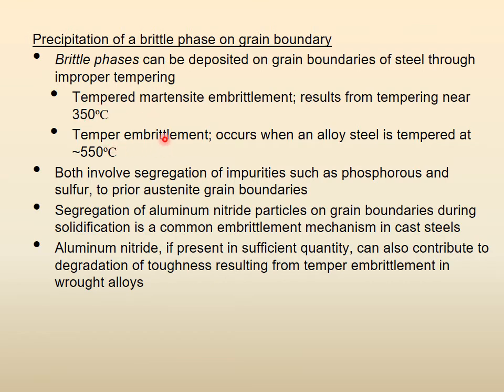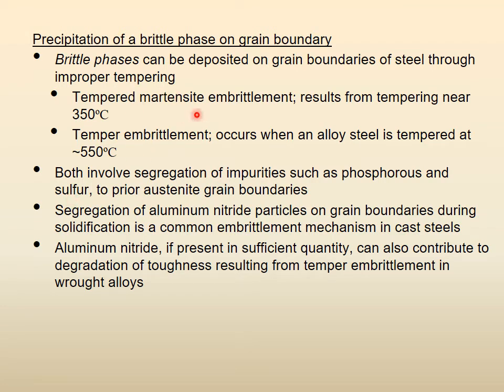Temper embrittlement occurs when an alloy steel is tempered around 550 Celsius. So these are two examples. Now both involve segregation of impurities such as phosphorus and sulfur to prior austenite grain boundaries. Understand that in the steel that we are making, there are very small amounts, sometimes called trace amounts, of phosphorus and sulfur. Mainly it is iron and carbon, but some phosphorus and some sulfur is there.